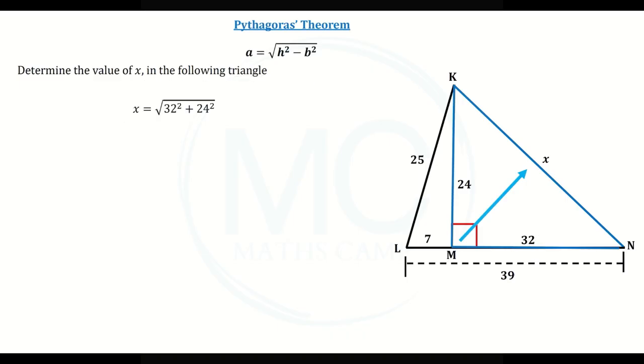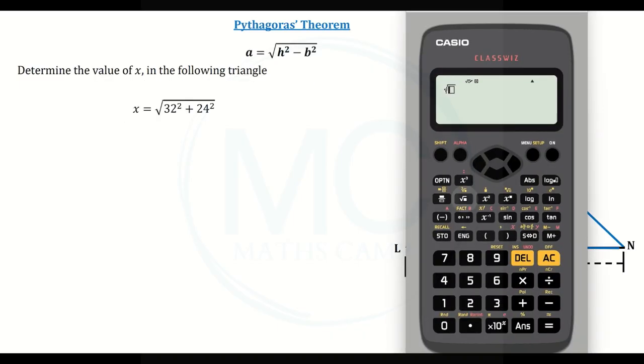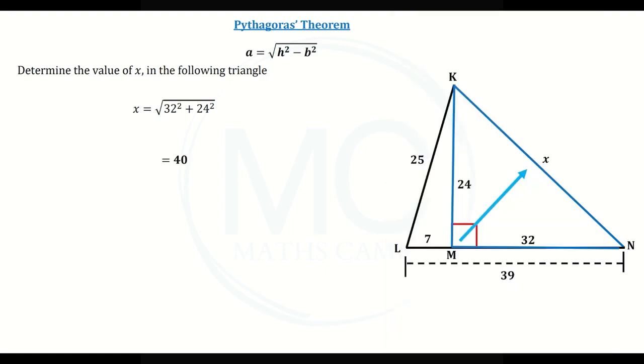Now we can take our calculator and we say the square root of 32 squared plus 24 squared is equal to 40. This is the length of x, and we have now completed this question.